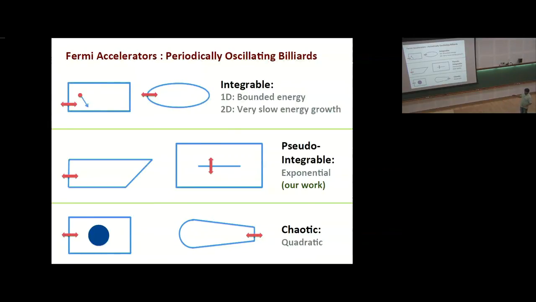So now, although in these pseudo-integrable systems we have exponential growth, one problem with these accelerators is that if you even slightly deform this geometry, then the exponential growth might go away. Because in an experimental setting, if you want to realize this practically, you cannot actually have an absolutely flat line. There will be some deformation, and in that case, what happens is not very clear.